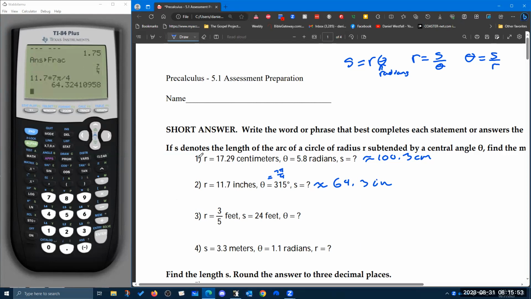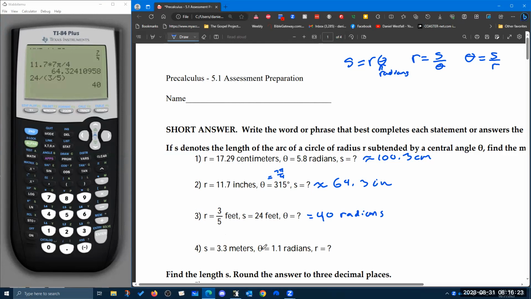Now I have R and S and want to calculate theta, so I'm using the third version of the formula. S divided by R, so 24 divided by 3 divided by 5 goes in parentheses. That's going to give me 40 radians. I don't have to put radians as the unit, but I will, just to make it clear that it's an angle measurement, but radians are unitless.